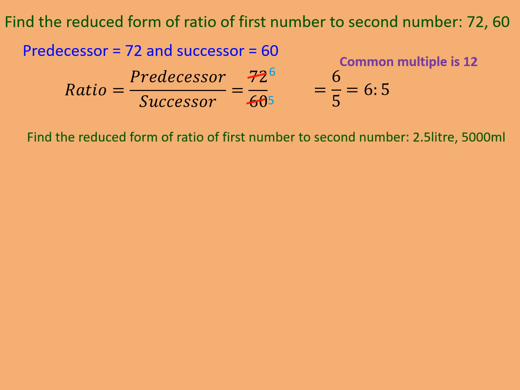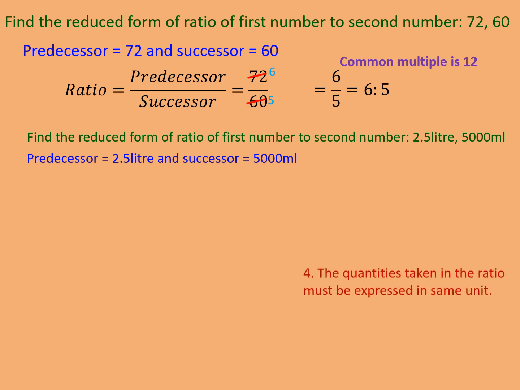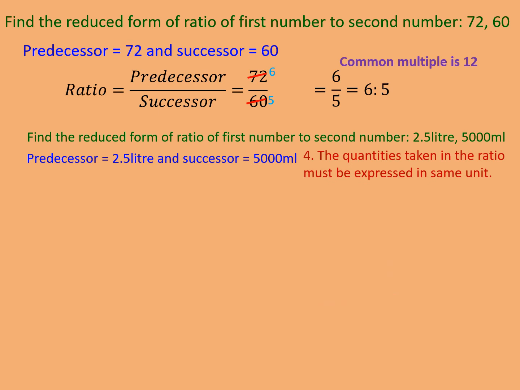Find the reduced form of the first to the second number. See here, we have got two different units. The property says what? We need to convert them into the same unit. Predecessor is 2.5 liters and successor is 500 milliliters. So we need to change. See what the property says. The quantity taken in the ratio must be expressed in the same units. Therefore, we need to convert 2.5 liters into milliliters.